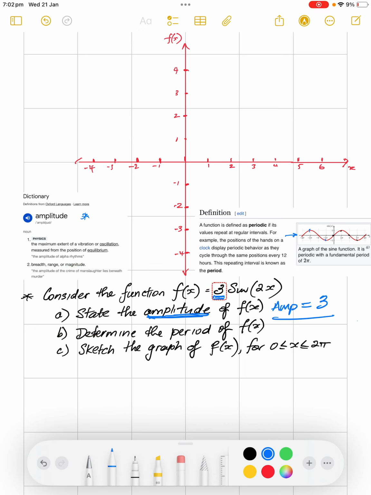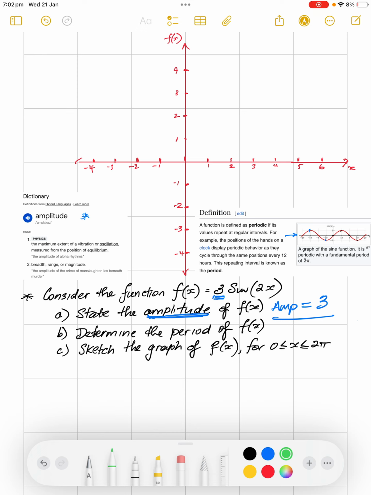No working required. Now the period of the function. Here the definition of period: a function is defined as periodic if its values repeat up and down, it's a cyclic function. It goes up to 1, down to -1, up to 1, down to -1. For example, the positions of the hand of a clock display periodic behavior. Its cycles are every 12 hours. Now, the repeating interval is known as the period.